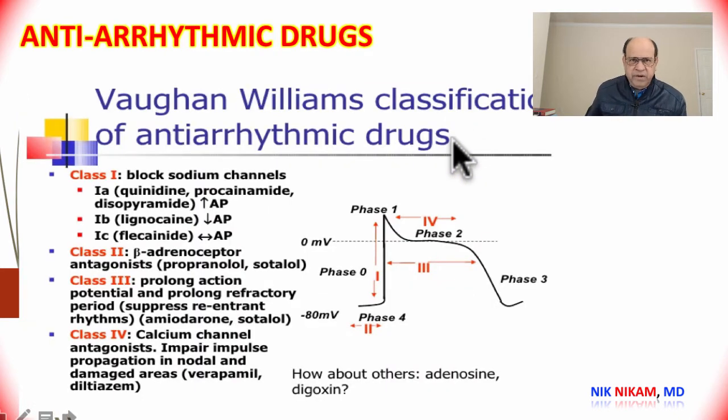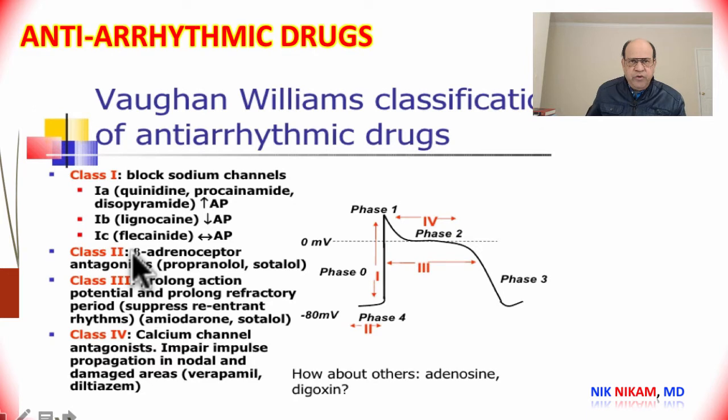This is an important concept to remember. Class 1 drugs act on phase 0 of the action potential, which involves the sodium channel. The drugs in this category are Quinidine, Procainamide, Lidocaine and Flecainide. And within class 1, we have 3 different categories, namely class 1A, class 1B and class 1C, which we will look into in the future slides.